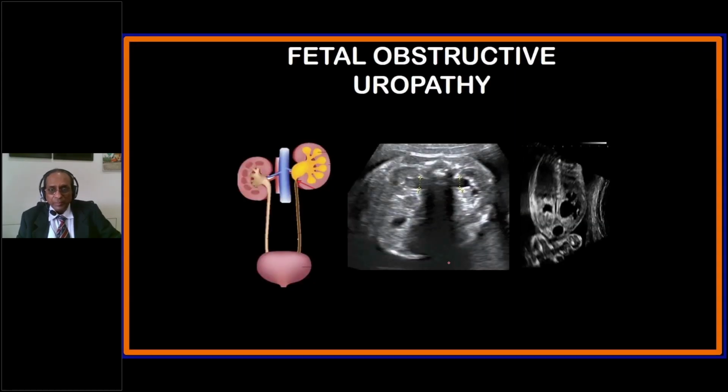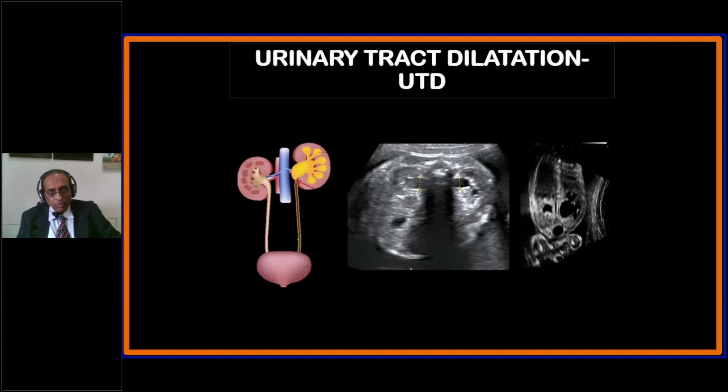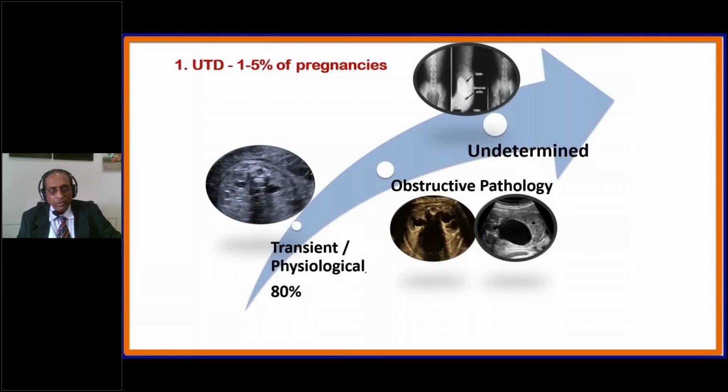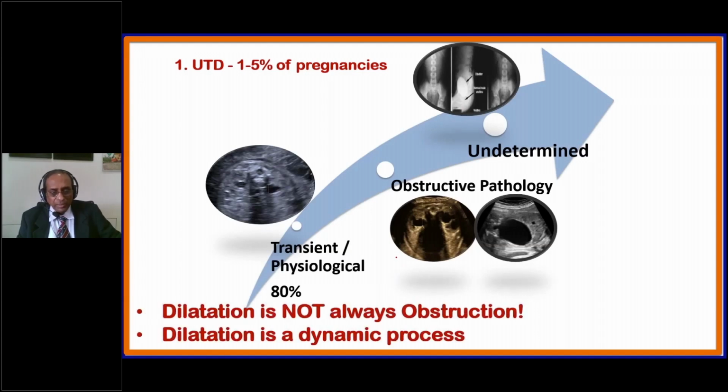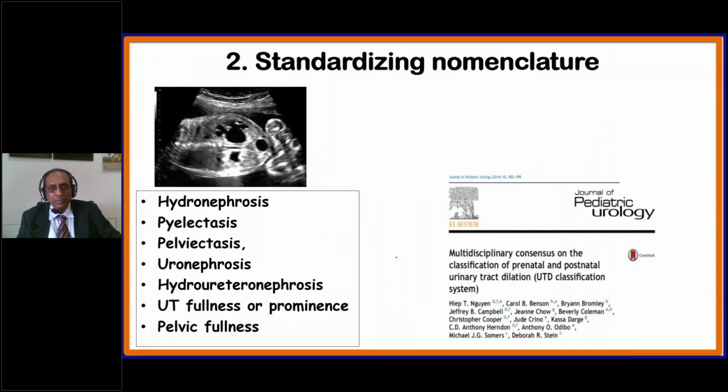Next, we come to fetal obstructive uropathy. Now, the term fetal obstructive uropathy has now changed to urinary tract dilatation. It's important to understand that it is seen in about 1 to 5% of pregnancies. It could be transient physiological in 80%, obstructive pathology, and you could have dilatation of the bladder due to undetermined origin also. Now, dilatation is not always obstruction. Dilatation is a dynamic process. So we need to standardize the nomenclature.